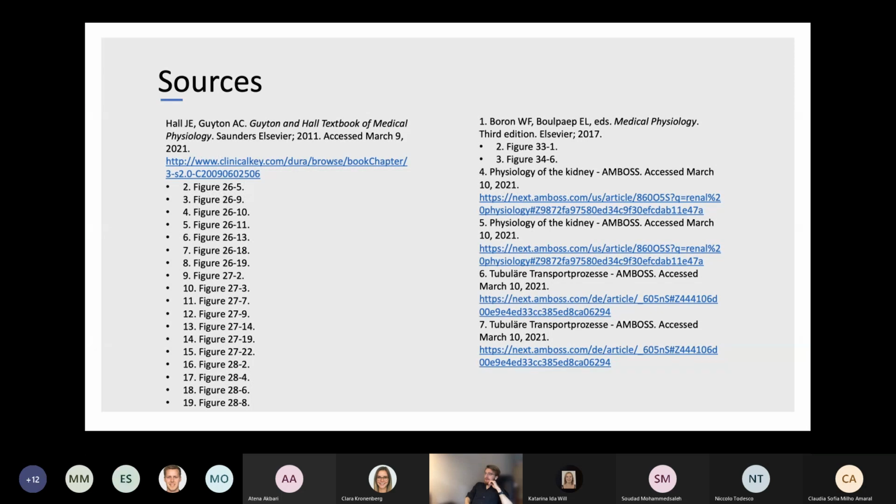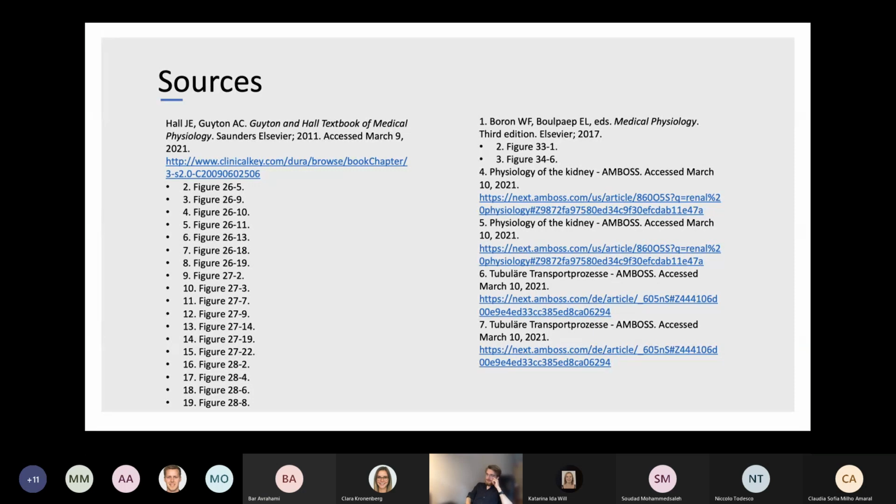Excuse me. Is it possible to have a short review over the juxtaglomerular apparatus? Yes, of course. Great, thank you.